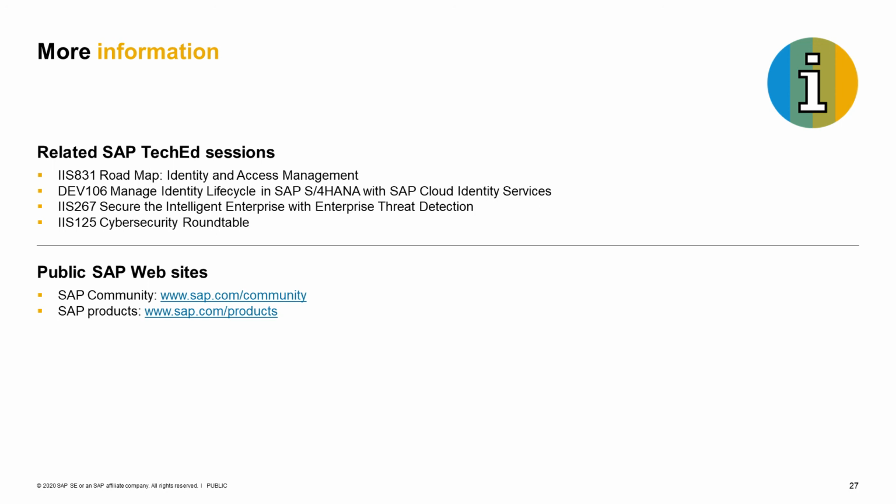The roadmap on identity access management is IIS 831. Manage identity lifecycle in SAP S/4HANA with SAP Cloud Identity Services, that's Dev 106. Securing the Intelligent Enterprise, where we'll get into much more detail on Enterprise Threat Detection, is IIS 267. And then we have a really fun cybersecurity roundtable planned, that's IIS 125.